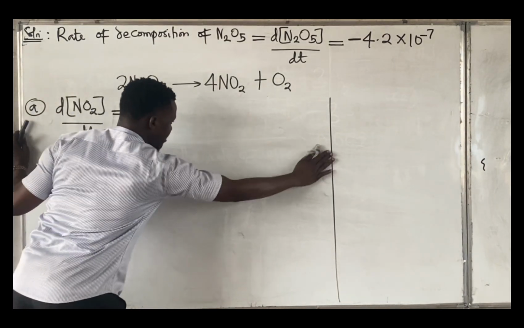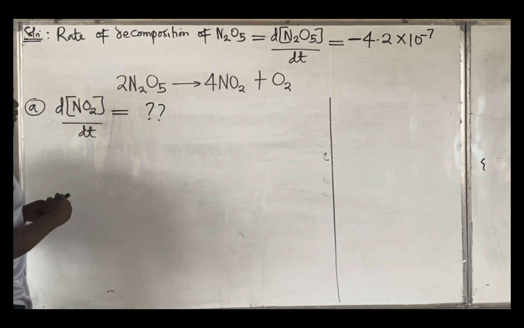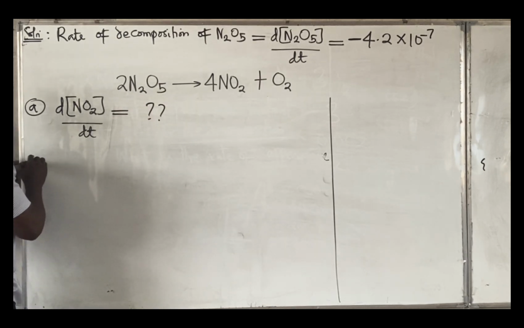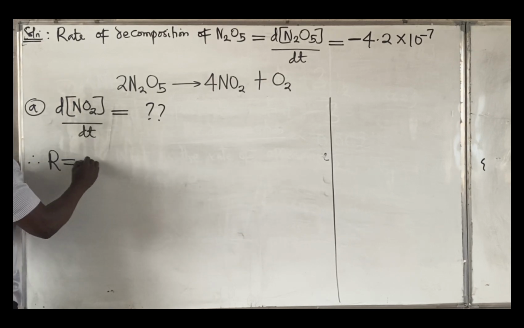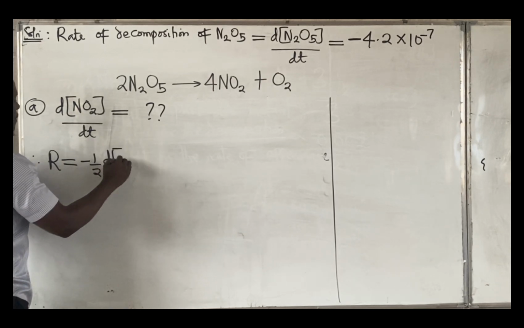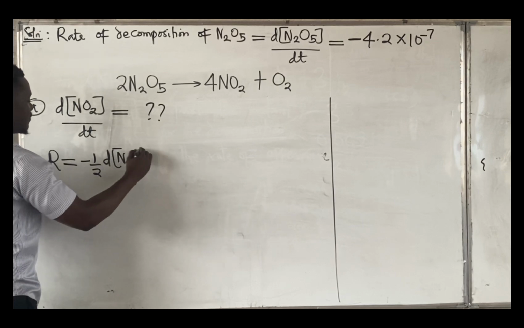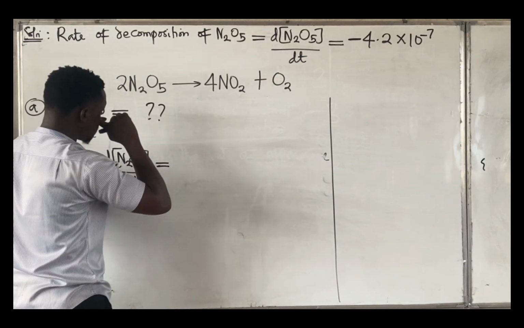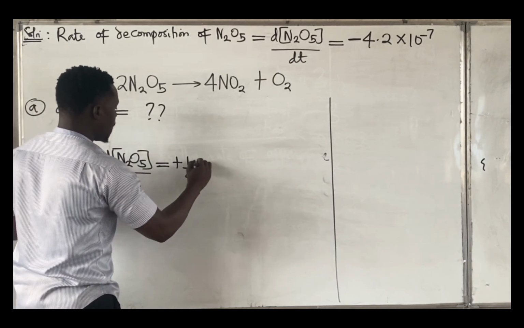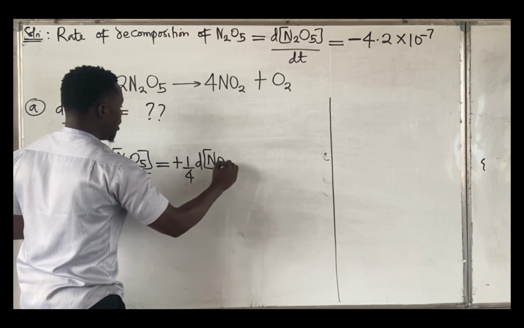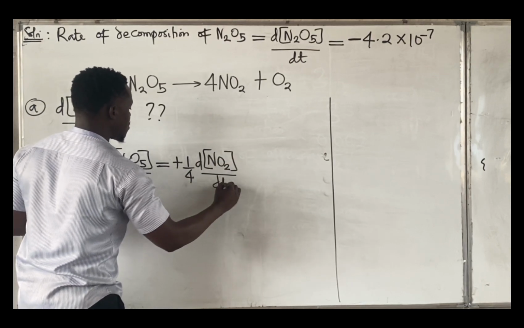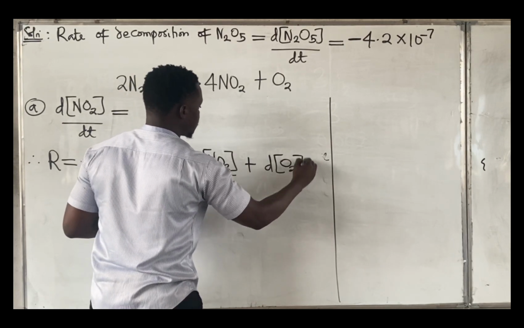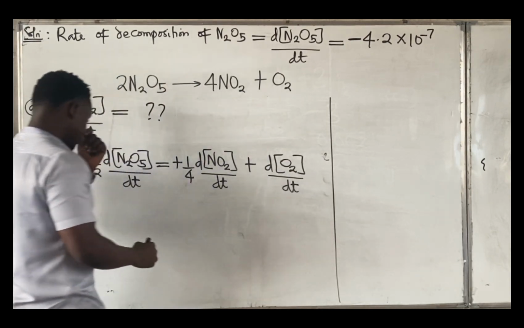Now, let's solve for this guy first. Then when we are done, we look at that of nitrogen. Class, if you write the total rate of reaction for this guy, the overall rate of this reaction is R equals minus 1 over 2 change in N2O5 all over change in T equals to plus 1 over 4 change in NO2 plus, now this is it.